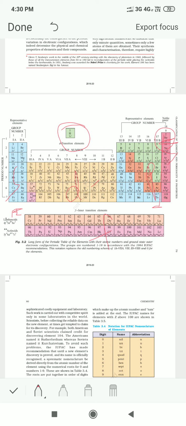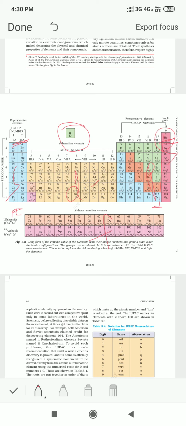Now group 1 and group 2, you can see group 1 and 2 elements. These come in the s block elements. Group 1 is known as alkali metals. Group 1, which has elements like lithium, sodium, potassium, rubidium, cesium, francium, these are known as the alkali metals. They are known as alkali metals because they dissolve in water to form alkali. They have just one electron in their outermost shell.